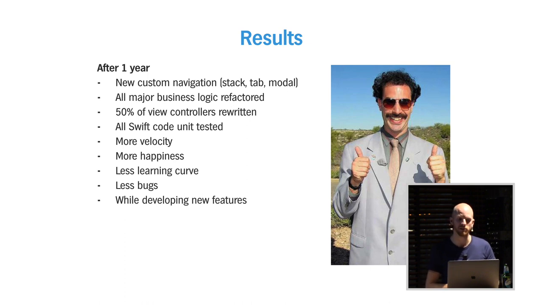All the major business logic components have been refactored, so list manager, order manager. All that stuff is now in Swift. Around 50%, I think, of the view controllers have been rewritten in one year, only because we touched them. So we're going through the app, add this here, remove this there, add a new one, remove an old one. Everything we wrote is unit tested. We have more velocity, more happiness, less learning curve for new developers, fewer bugs overall, because it's just easier to work with. So it's much easier to know what you're doing. And during that we have still been developing new features.